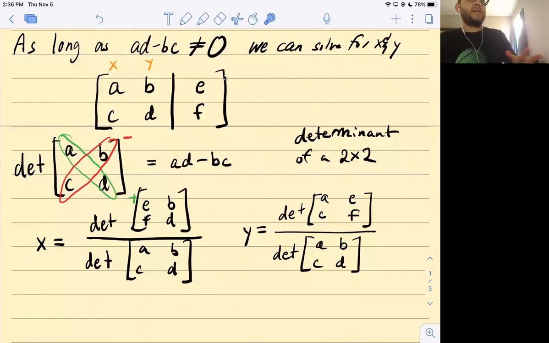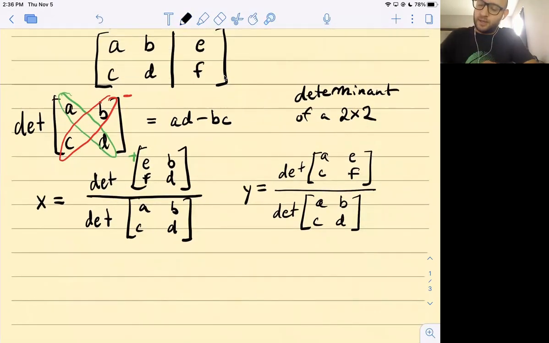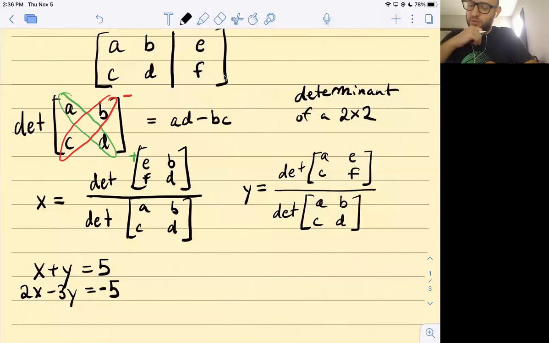Let's try out an example, an easy one, so that you can see how this actually gives you the answers. So let's do the following: x plus y equals 5, and 2x minus 3y equals negative 5. Yes, okay, I like this.